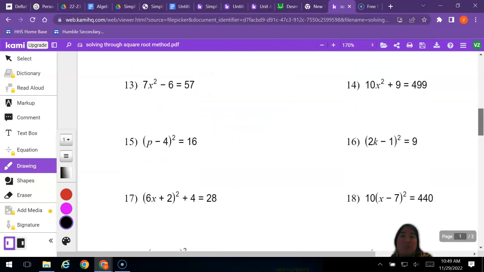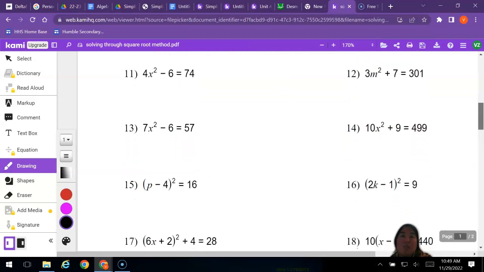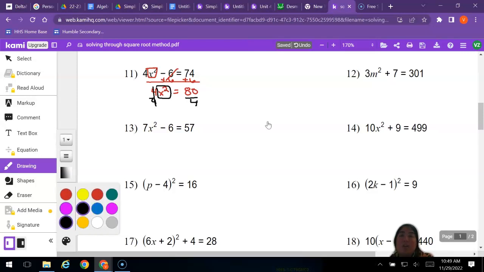Now, let me go with 11. I want this guy by himself. It is not by itself. So I'm going to add the 6. Add the 6. I got 4x squared equals 80. I still need him by himself. So I'm going to divide by 4, divide by 4. I will now get x squared equals 20.